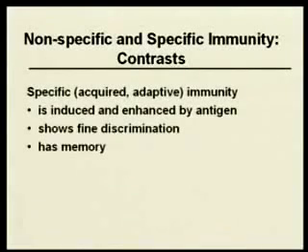And an important part here is that it has memory. If you're exposed to a particular pathogen, you develop the primary immune response. If you're exposed to that same pathogen, say 6 months or a year later, your immune response will recognize that and develop a very strong immune response. And this is the basis for all your immunizations.